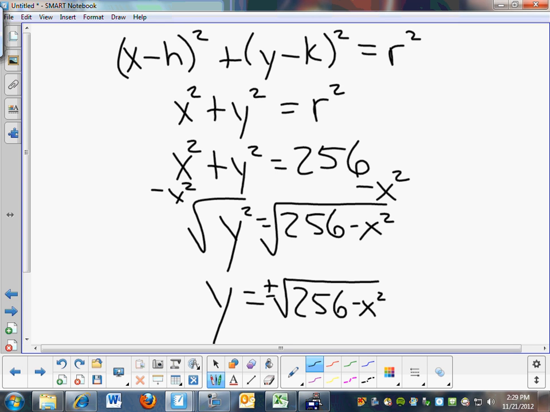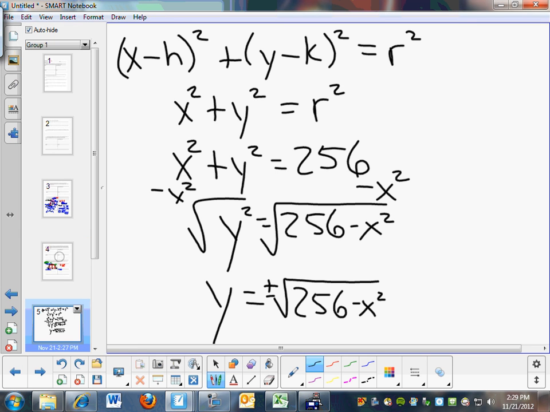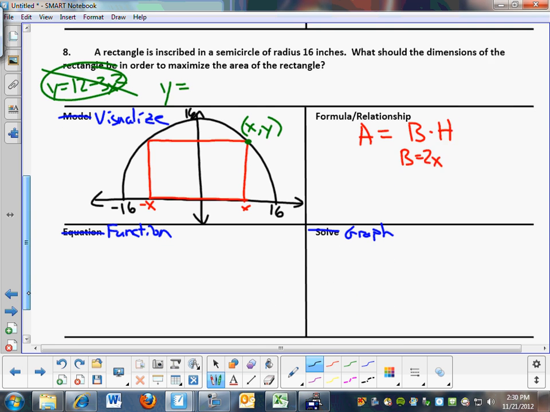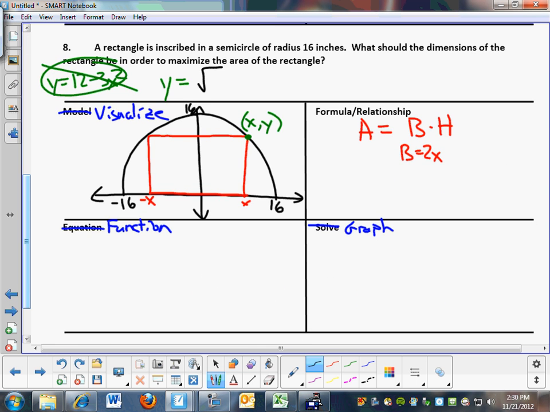So I'm going to go back to my problem, which is right here. And I have y is equal to the square root of 256 minus x squared. We solved for that function. So if you were to graph this on your calculator, you would get that picture of the semicircle. Now we're ready to answer. What is the height going to be then? Very good. Square root of 256 minus x squared.